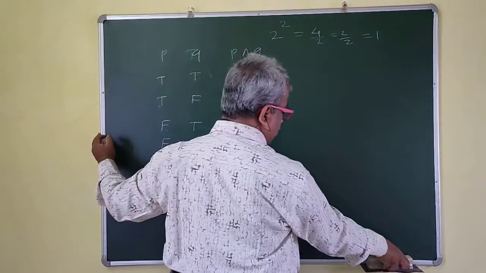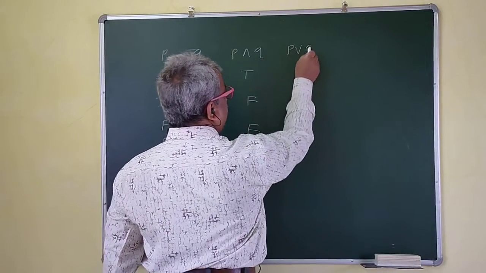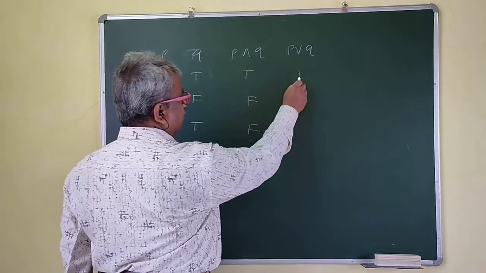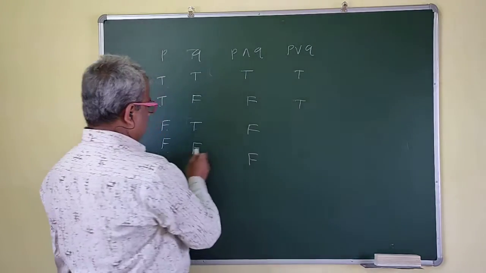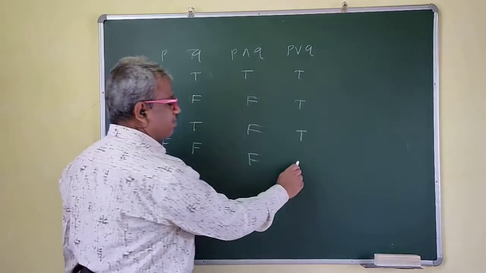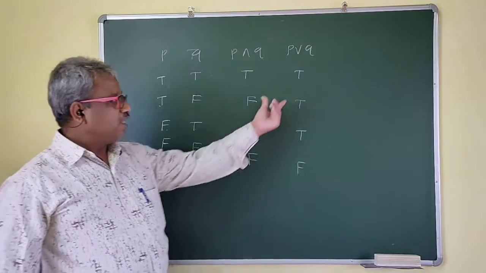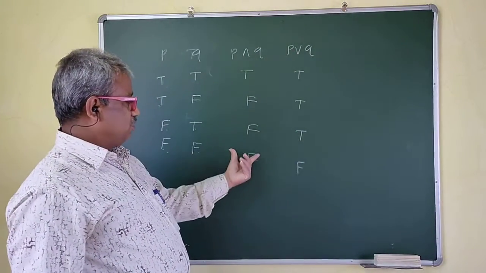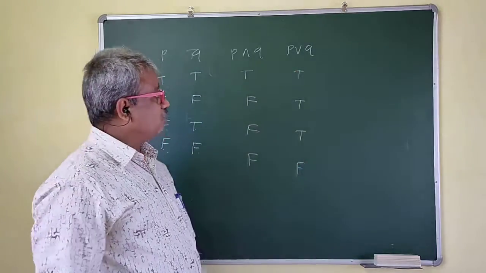Now we'll see P or Q. For P or Q, T or T is T. Now you have to take the good one. T or F is T. F or T is T. You have to take the good one. F or F is F. Right? So for conjunction, you have to take the bad one, and for this one, you have to take the good one.